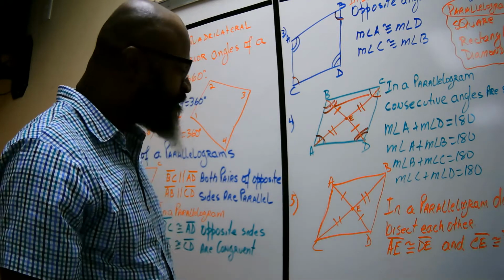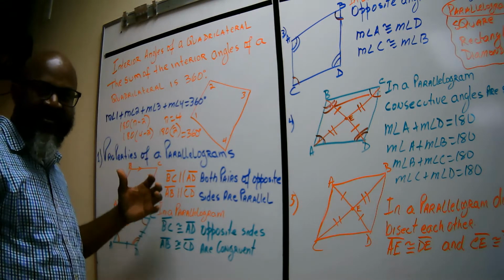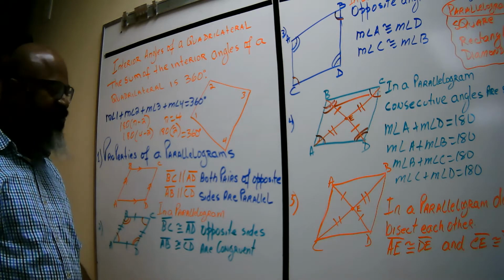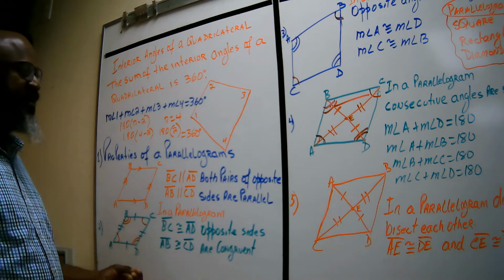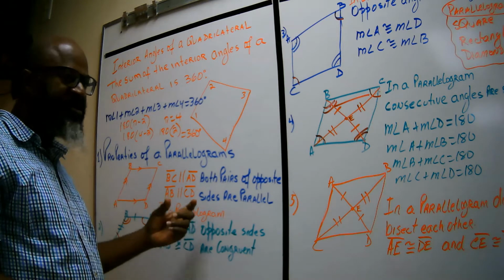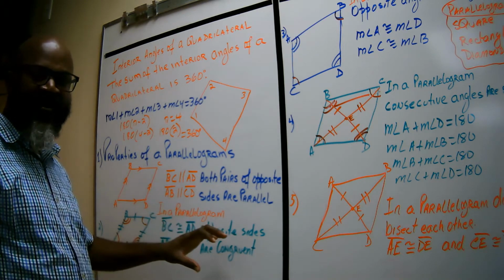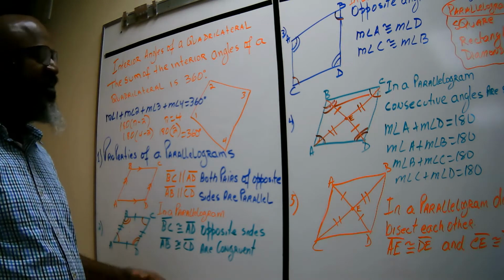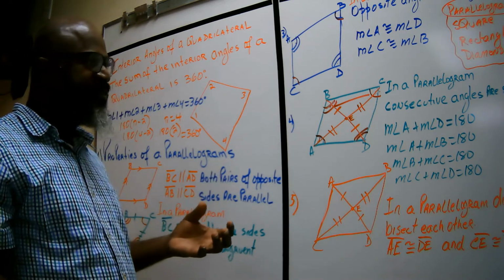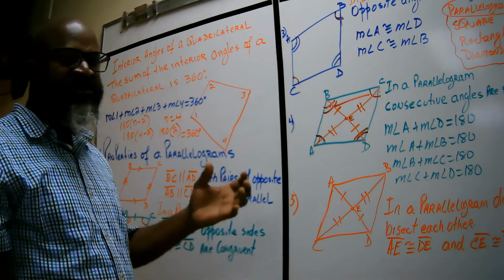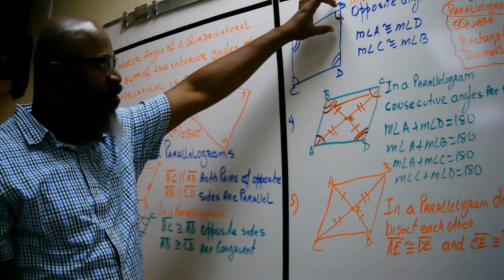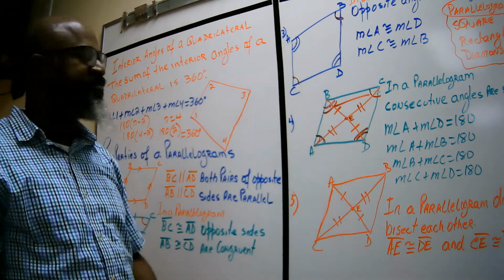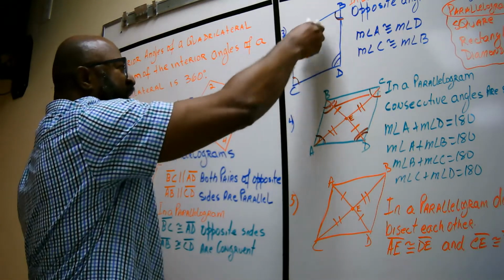So let's recap again. The definition of a parallelogram is that both pairs of opposite sides are parallel. The first property is that if a quadrilateral is a parallelogram, opposite sides are congruent. Both pairs of opposite sides are congruent. The next property is that if a quadrilateral is a parallelogram, then opposite angles are congruent. Angle C is congruent to angle B, and angle A is congruent to angle D. They will have the same value. Congruent means equal. Opposite angles, the angles facing each other, will have the same value.